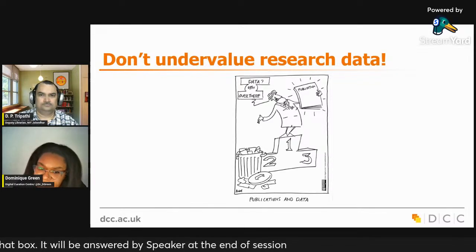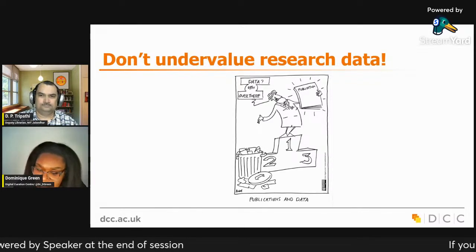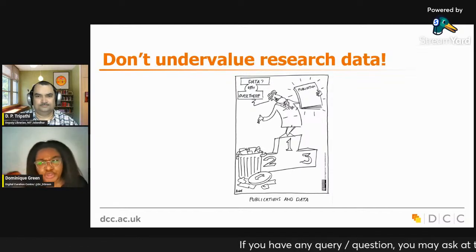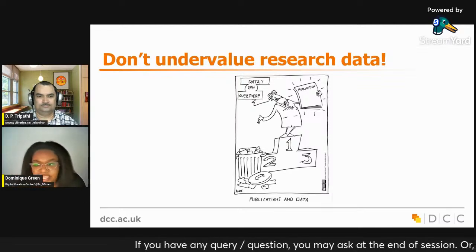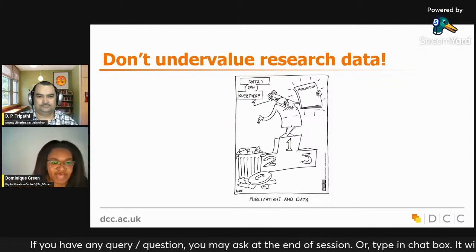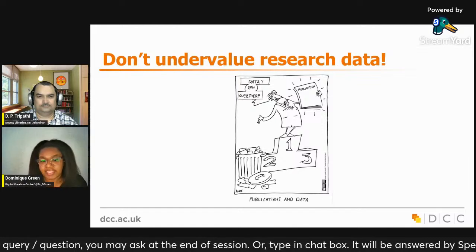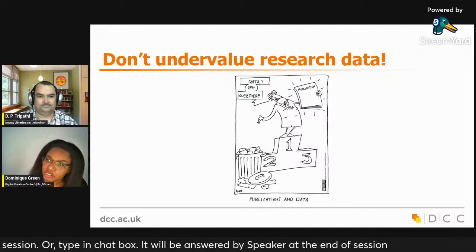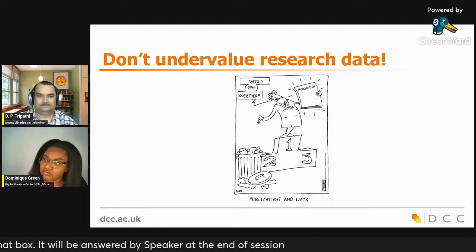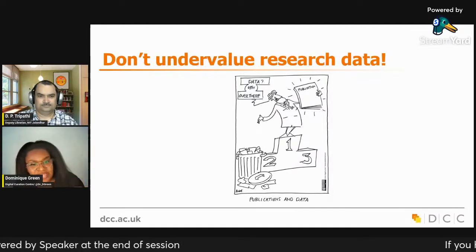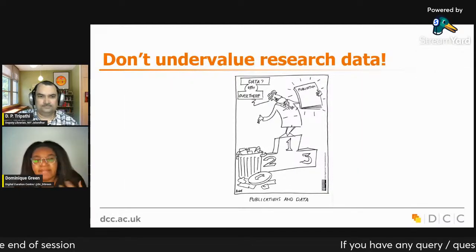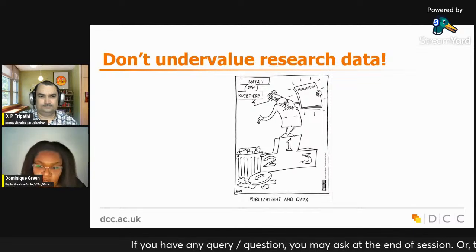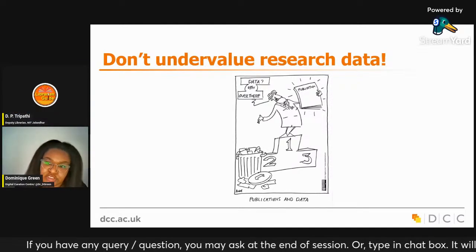One of the best pieces of advice that I could give to any researcher creating data management plans or even going through the research data lifecycle is not to undervalue any research data. There's no research data that's too niche or too bad, if you will. I don't like to say research data is bad, but that might be what someone is thinking. There is always an audience for your research data.